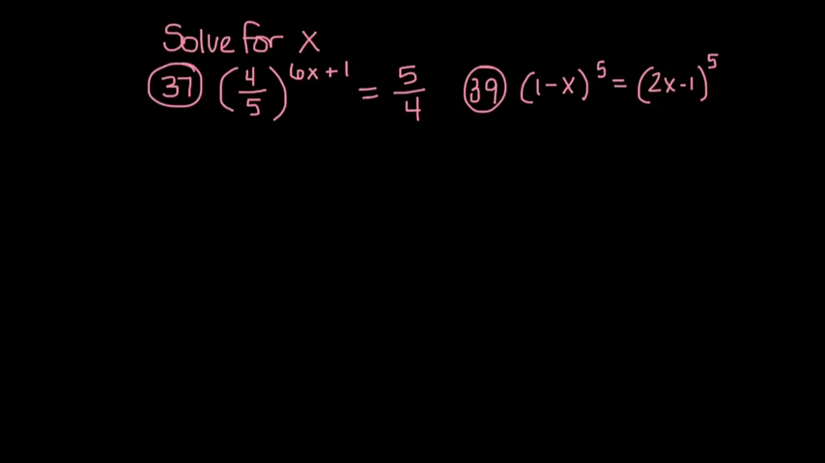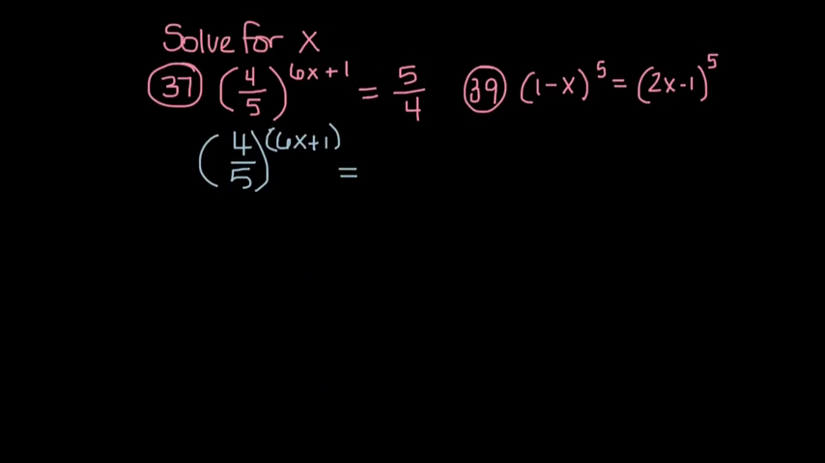In each of these problems, it's a little bit different. For 37, my bases are not quite the same, but they're very close to being the same. The relationship between the bases in 37 is that they are reciprocals of each other. I have to have the same base. So what I will do is I'll leave that expression on the left as it is. I'll leave it as 4/5 to that 6x plus 1 power.